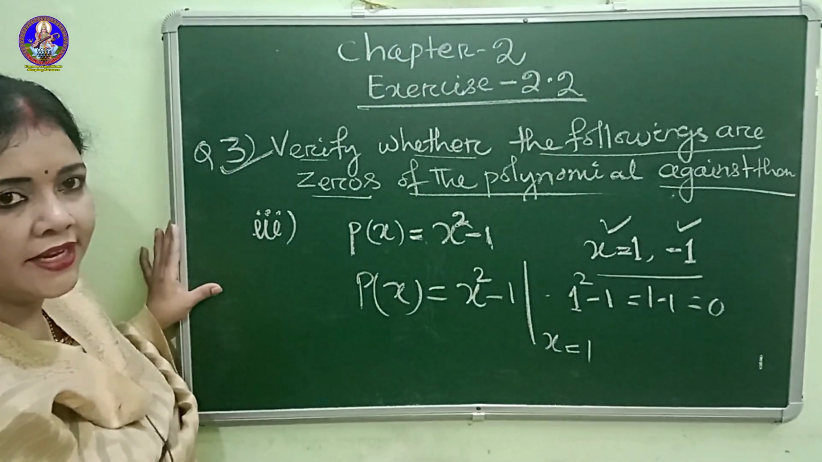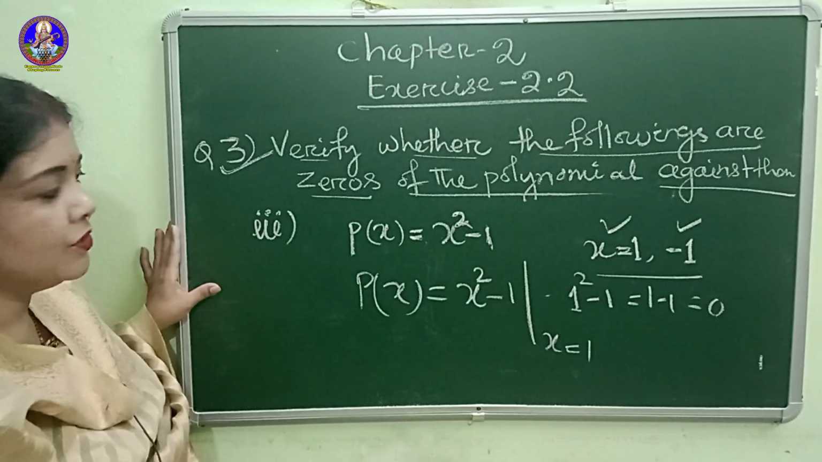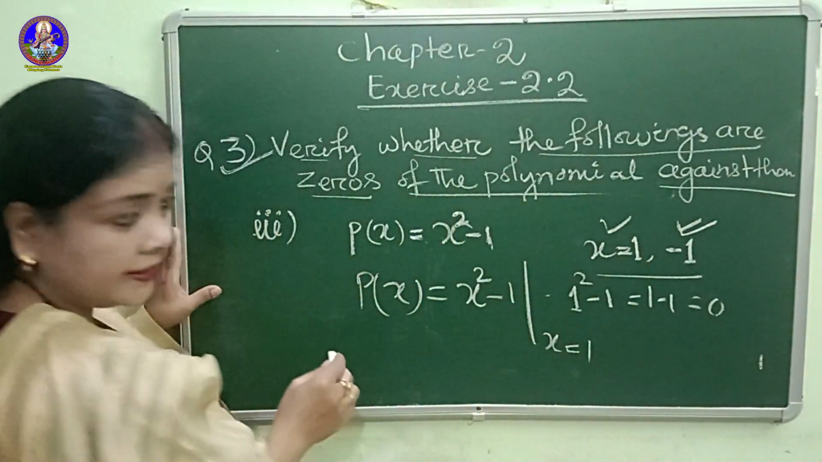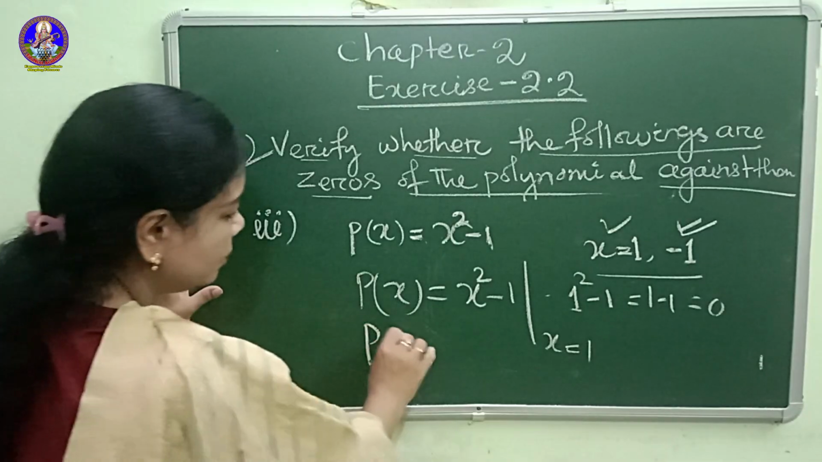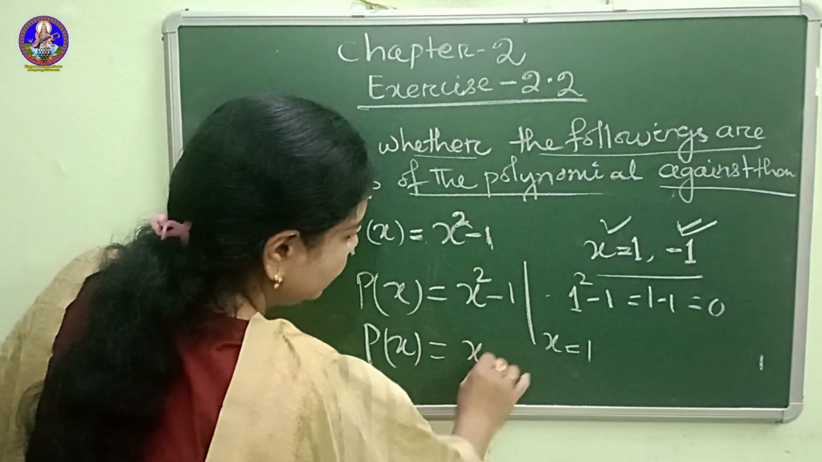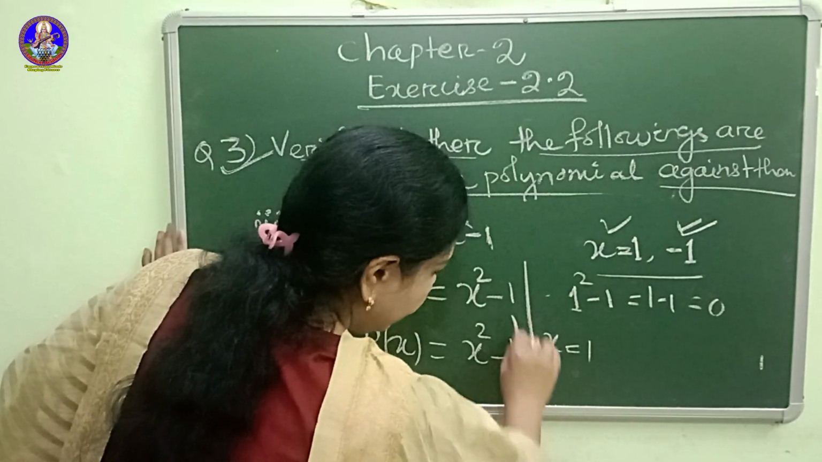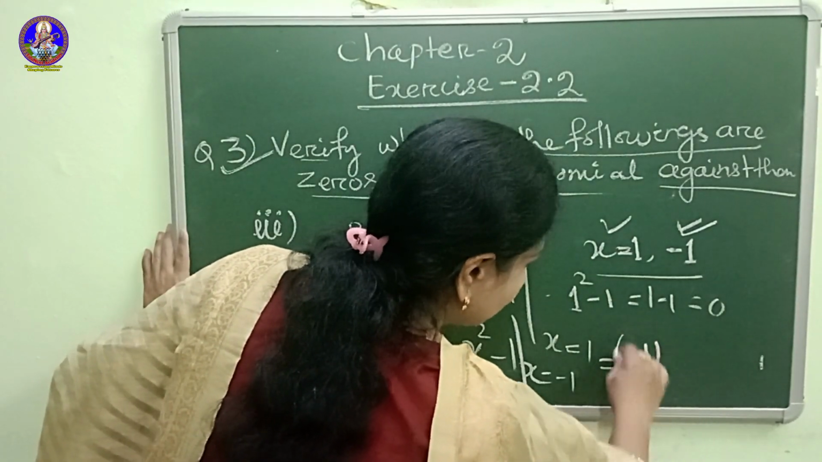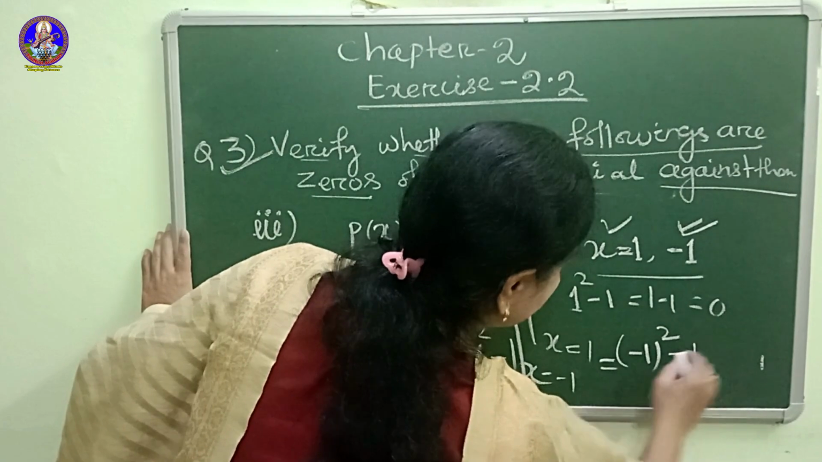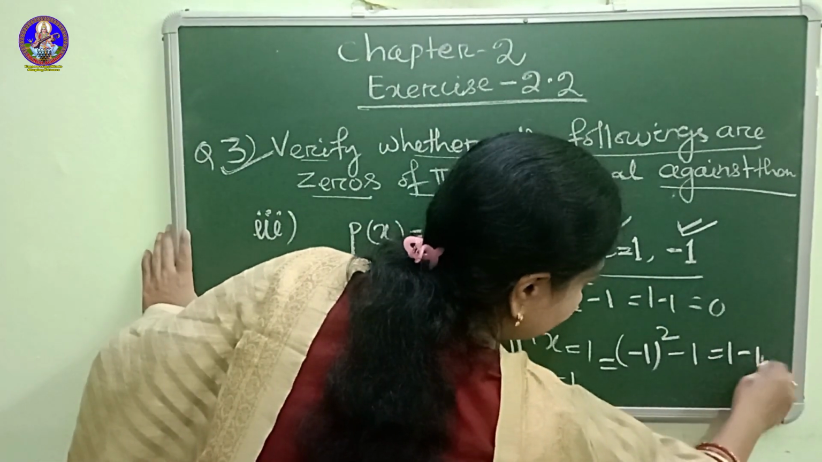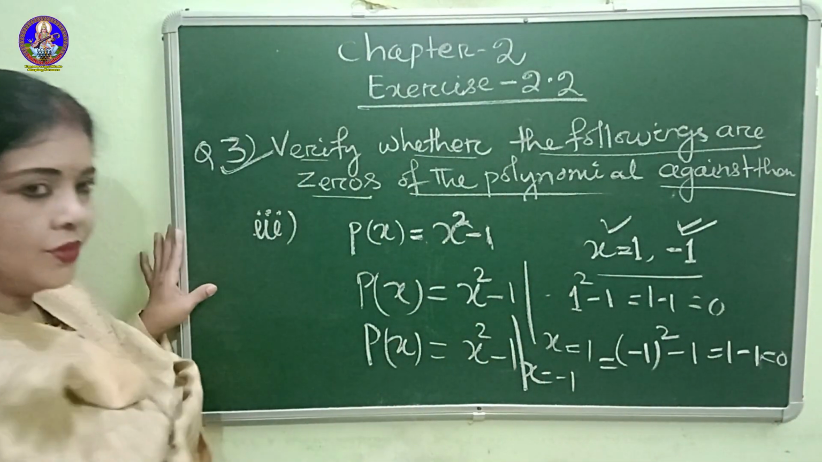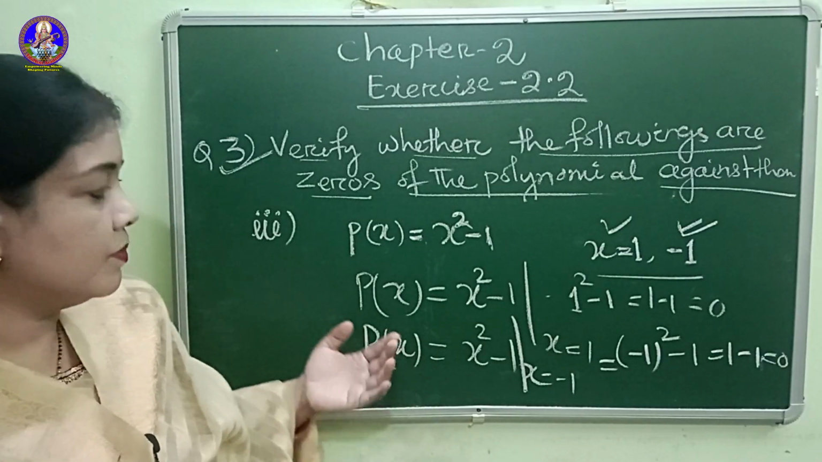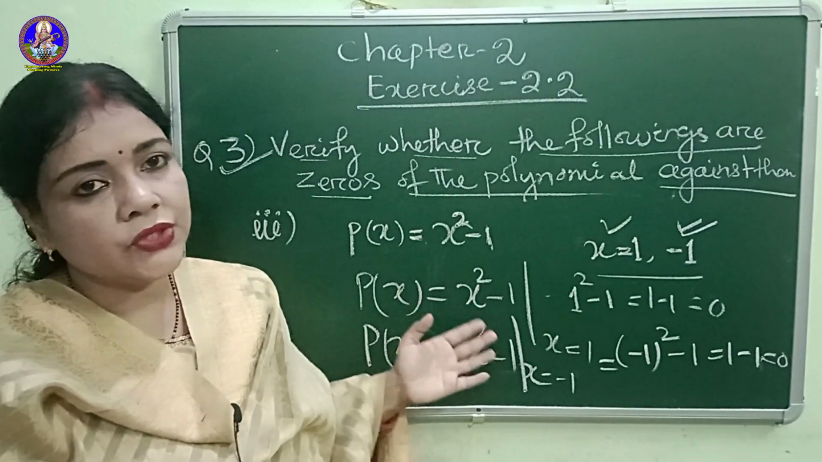Yes, it is satisfying that x is equal to 1 is a zero of the polynomial p(x) is equal to x square minus 1. Again, take the value x is equal to minus 1. Put x is equal to minus 1 in x square minus 1. So what is the value here? Minus 1 square is 1. So, 1 minus 1 is equal to 0. So here x is equal to 1 and x is equal to minus 1, both are the zeros of the polynomial p(x) is equal to x square minus 1.